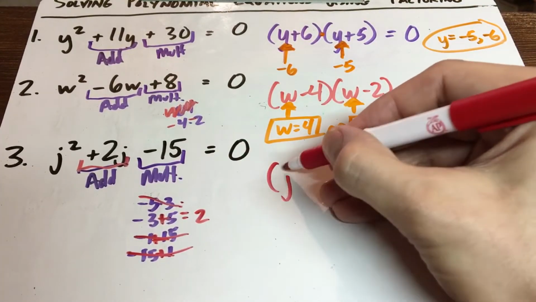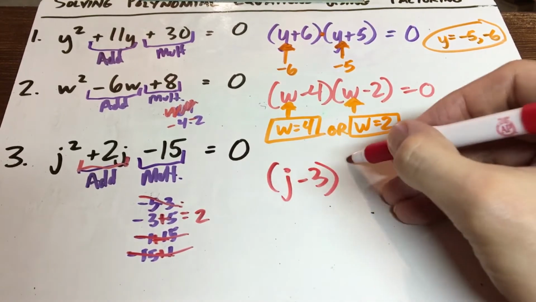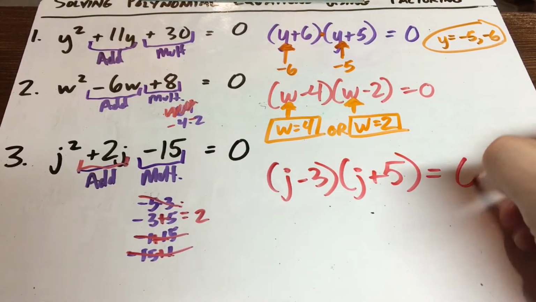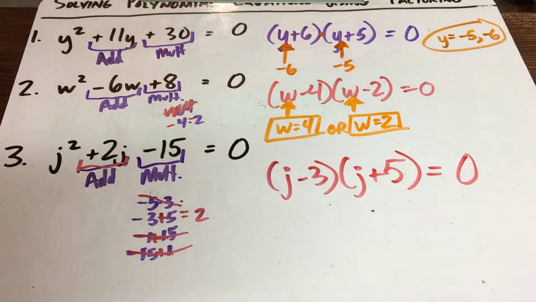So it's going to be j minus 3, j plus 5. And you could have this flipped, right? You could have the plus 5 in the first parentheses and the minus 3 in the second parentheses. It's not really a big deal.